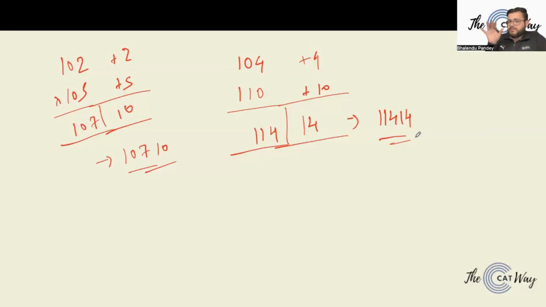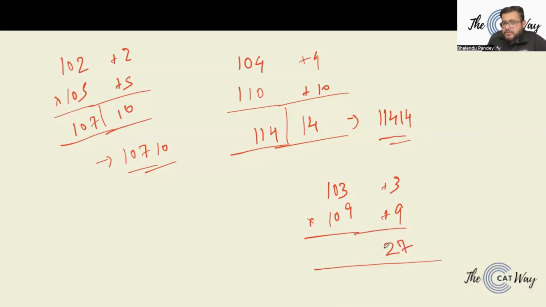So the process is very simple. Okay, let's do one more question. 103 multiplied by 109. This is plus 3, this is plus 9. What do we do? 9 threes are 27 and we get 103 plus 9, that is 112. My final answer becomes 11227.